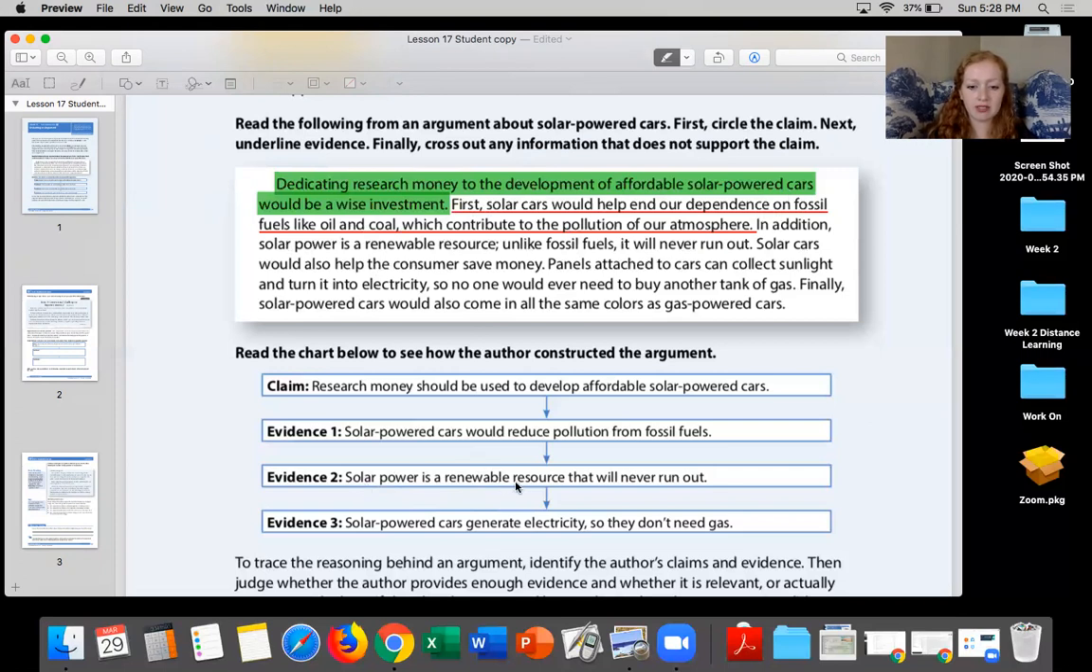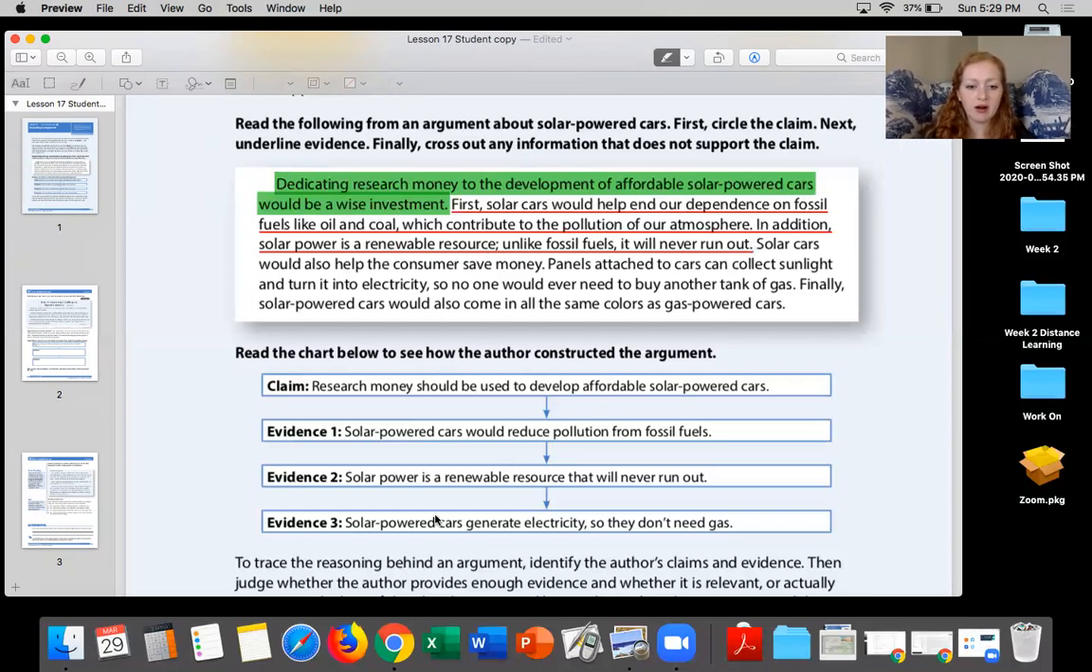Okay, solar power is a renewable source that will never run out, hopefully. So this sentence right here: in addition, solar power is a renewable resource. Unlike fossil fuels, it will never run out. So once we use other fossil fuels like oil and coal, they're gone. We have to get more. But the sun is free and we can use it every day.